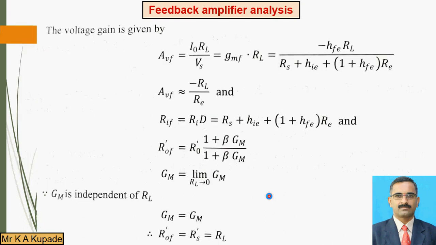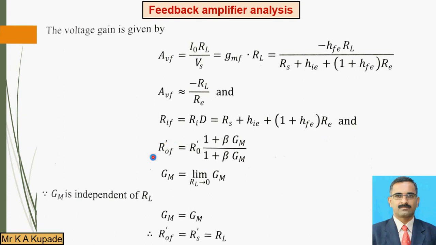Now, the voltage gain is given by AVF is equal to Io into RL upon Vs. So by using the transconductance relation, we can calculate AVF as nearly equal to minus RL upon RE. And for calculating the RIF, we can consider RE into D. So by using this relation, we get the expression for the RIF.